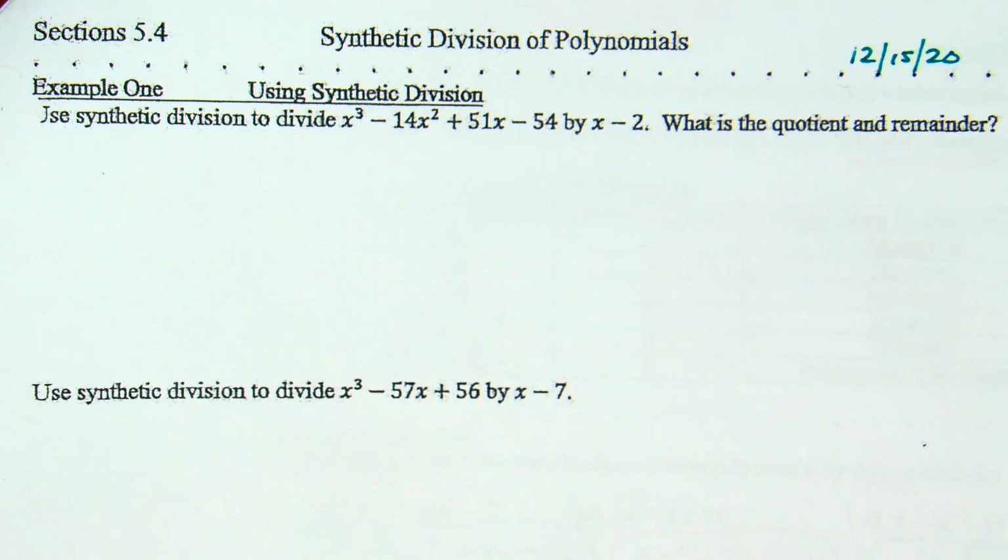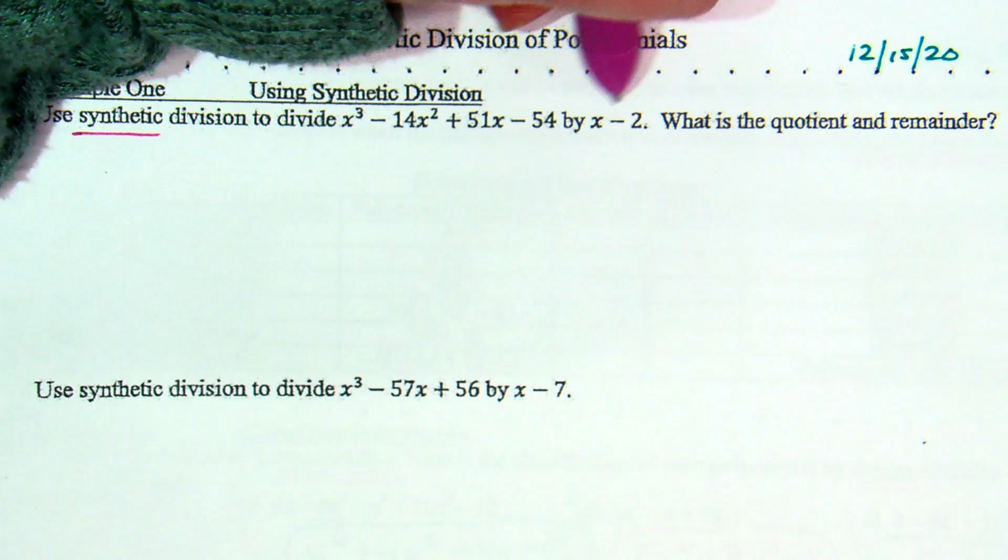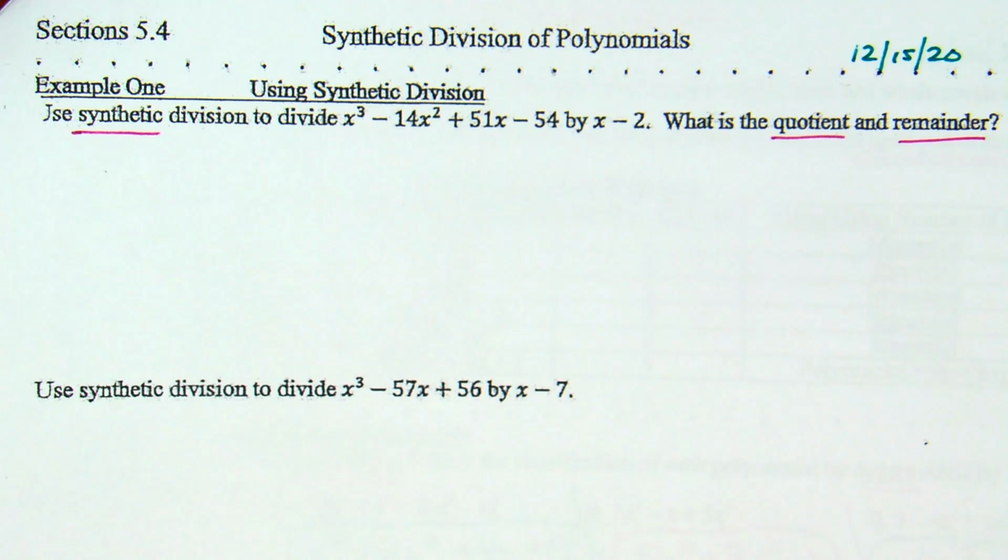Okay? Synthetic division. The key is we work with just the numbers. We don't work with the variables. And so by eliminating the variables, that kind of makes life a little bit nicer. Okay? So, this problem says use synthetic division to divide this expression by x minus 2. And it asks for the quotient and remainder.